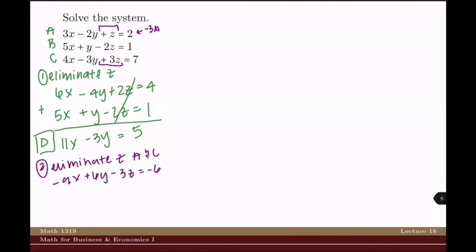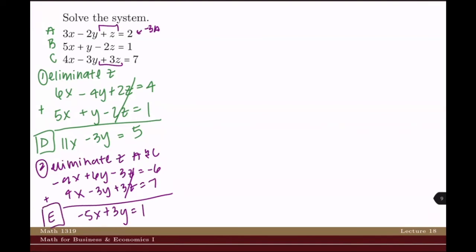And we're adding it to 4x minus 3y plus 3z equals 7. So our z's go away and we're left with -5x plus 3y equals 1. And we are calling this equation E. So now we have 2 equations in 2 variables, letter D and letter E. And we actually know how to solve stuff like this. We're familiar with solving a system of equations in 2 variables because that's what we've been doing for this lecture.